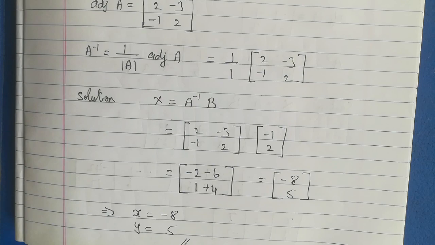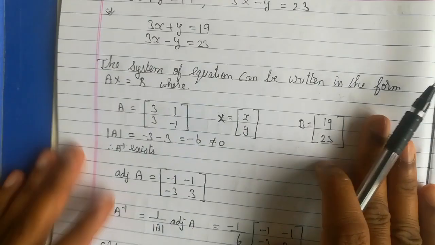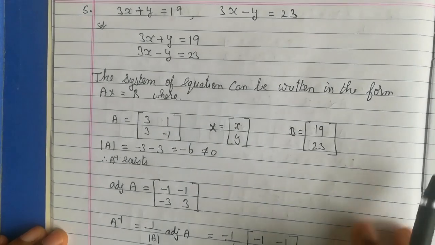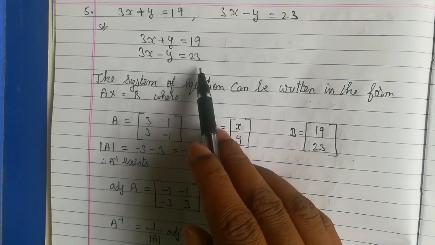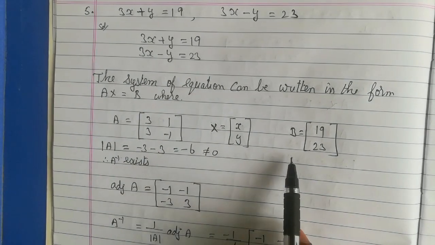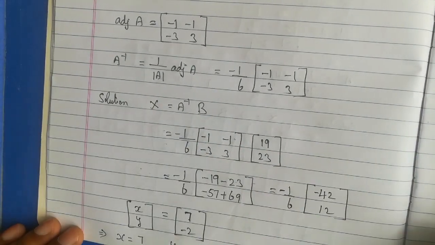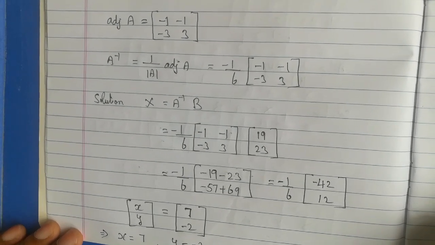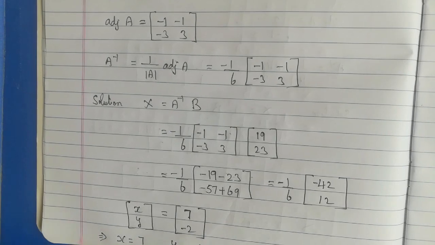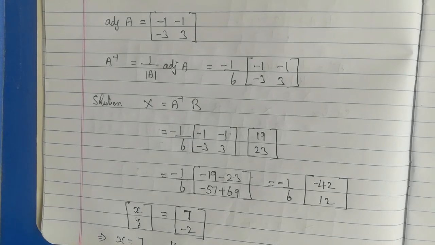We'll see the fifth problem. Again, it is 2 by 2 order. Find the adjoint. And then find the value of x and y. You can try it yourself. Now we'll see the sixth problem. Sixth problem is 3 by 3 order. We'll work out that.